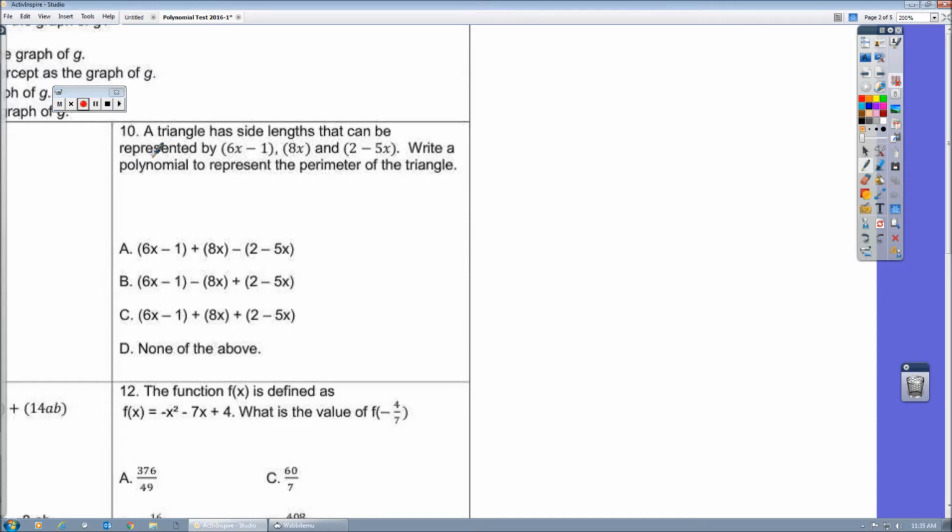10. This one's pretty easy here. You just got to look at the vocabulary. You have a triangle. They give you these 3 side lengths. Write a polynomial that represents the perimeter. That means you're just adding these 3 guys together. So you just find the one that adds those together. It's C. Perimeter. Add up the sides.